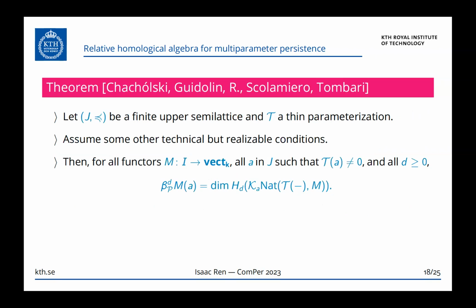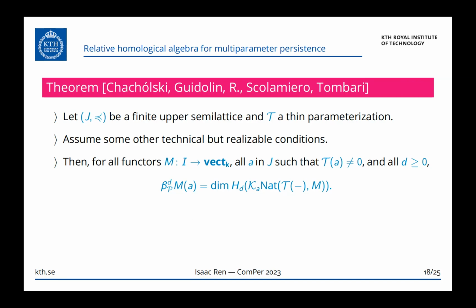So this is the result of the preprint. Before we had I an upper semilattice, now we need J to be an upper semilattice, and then T is a thin parametrization. There are some other technical conditions, but these are all realizable, and in fact, they all work for the examples that I've given: rectangles, lower hooks, single source spread modules.